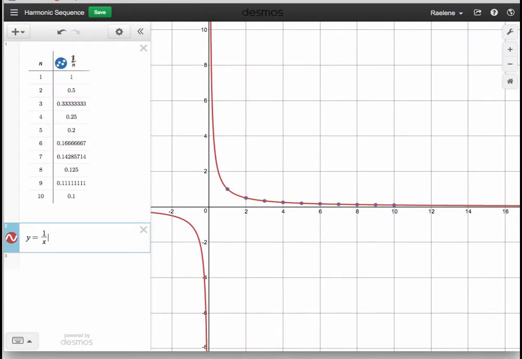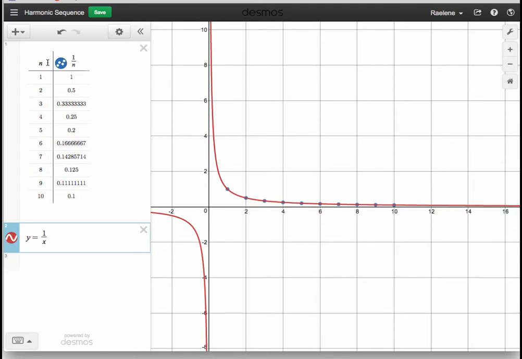Here in Desmos, we can see the sequence of 1 over n, and we can see the function of 1 over x. The difference between the blue sequence and the red function is that for the red function, all of the x values except for 0 are part of the domain of the function, and we have an infinite number of values on the graph for x and for y. We also have an infinite number of values for the sequence. We just don't have all the values in between 1 and 2, 2 and 3, 3 and 4, etc.